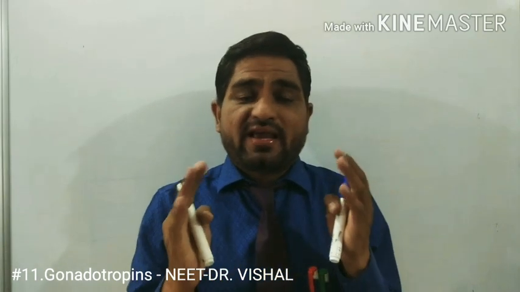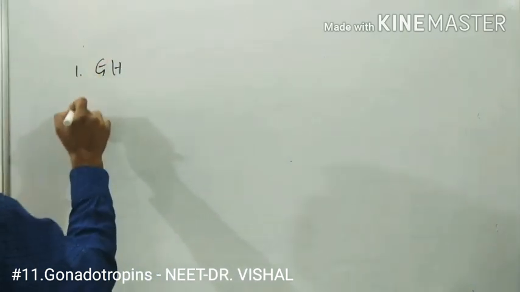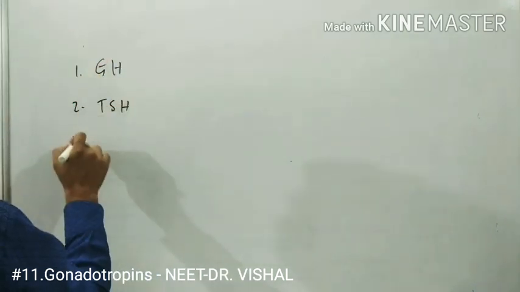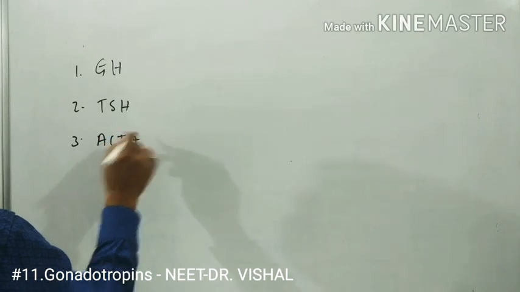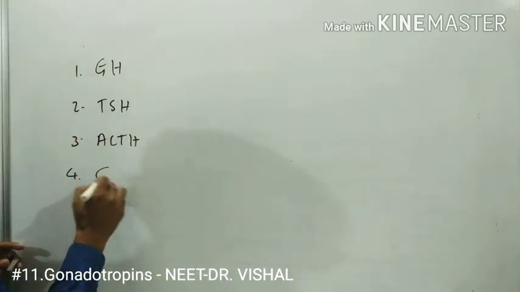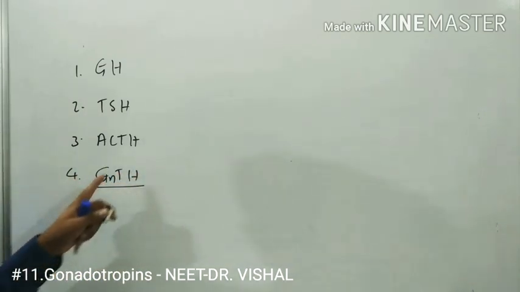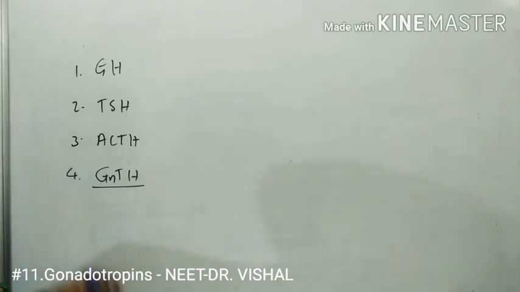Hello students, so we're talking about the chapter called Chemical Coordination and Integration. We're talking about hormones that are produced by the anterior pituitary gland. We're going to talk about hormones like GH and TSH, and in the last lecture we discussed the hormone called ACTH. And today we're going to talk about hormones called gonadotropic hormones, GnTH.